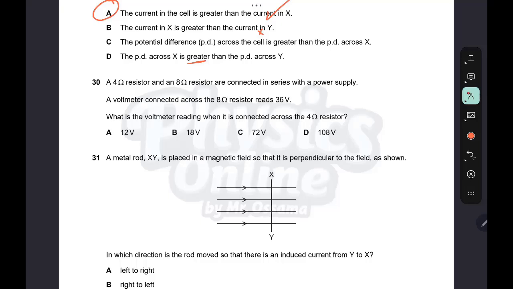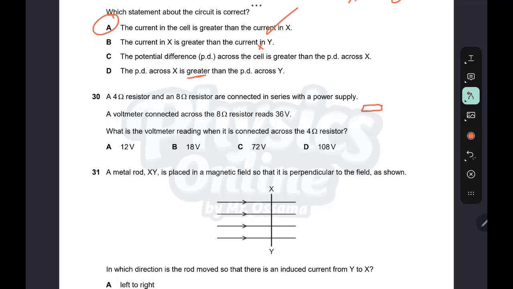Question 30. A 4 ohm resistor and an 8 ohm resistor are connected in series with a power supply. A voltmeter connected across the 8 ohm resistor reads 36 volts.